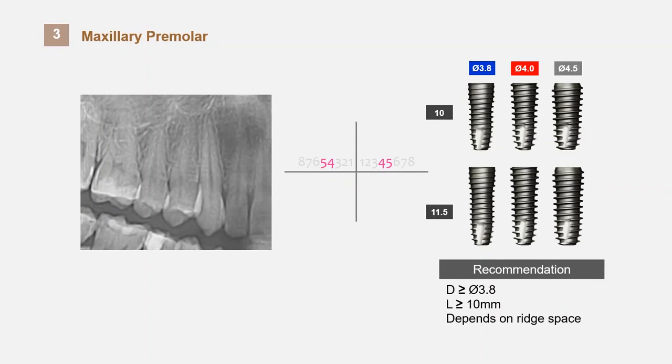Since premolar tooth in the maxillary is a posterior tooth that affects occlusion, it obviously needs to be planned with diameter of more than the regular size of 3.8 millimeters and length of more than 10 millimeters. However, the length can be shorter if nasal cavity or maxillary sinus is in the vicinity. The length of the fixture can even be longer by lifting the maxillary sinus.